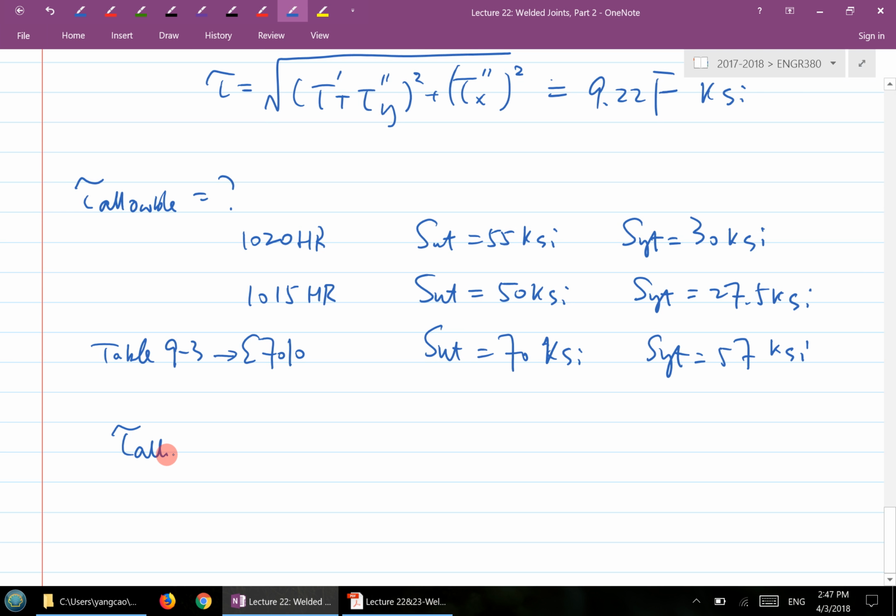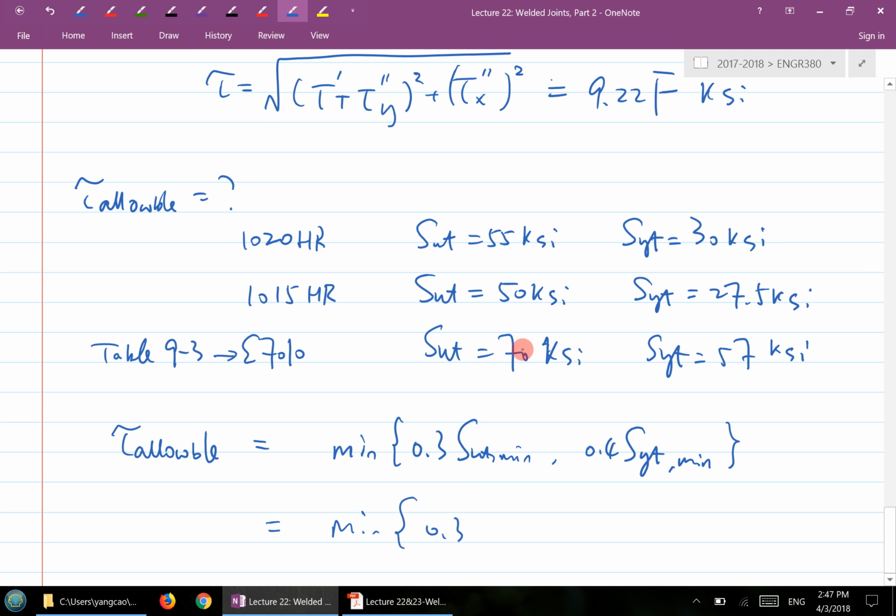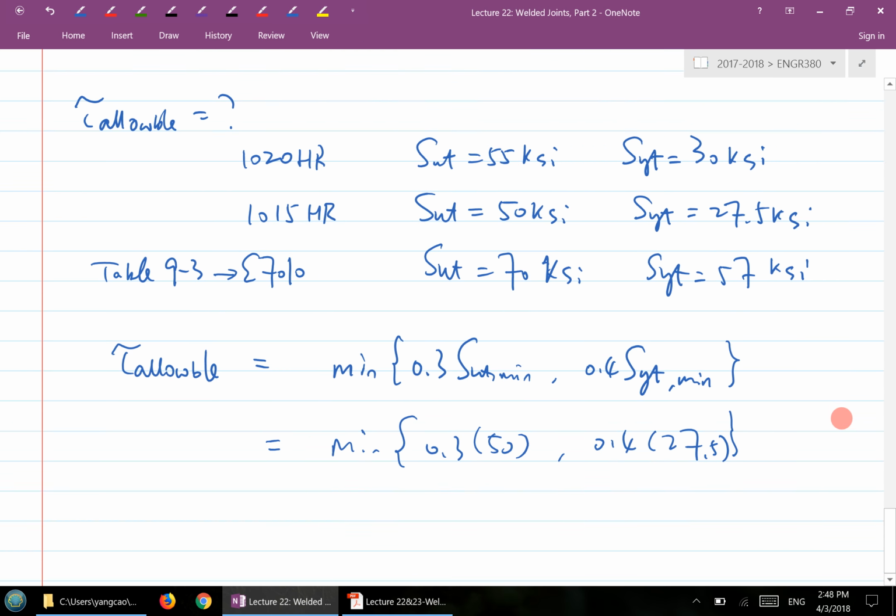Then I can calculate allowable shear stress as the minimum between 0.3 SUT minimum and 0.4 SYT minimum. So as you can clearly see, what are we calculating? We're calculating 0.3 times 50 and 0.4 times 27. This is 27.5. So these two numbers, this gives you 15 here, this gives you about 11 here. So overall you get 11 KSI. So that'll be our allowable shear stress at this joint.